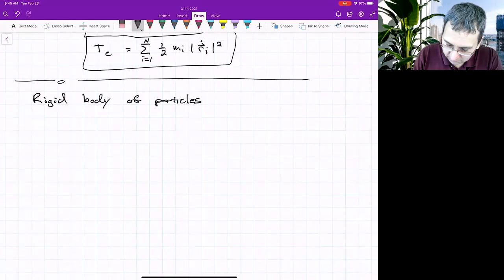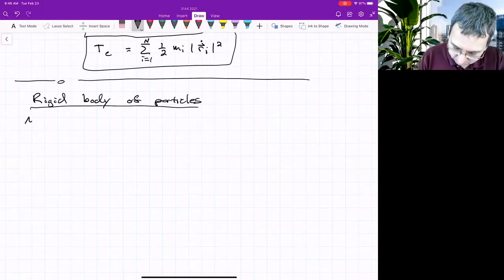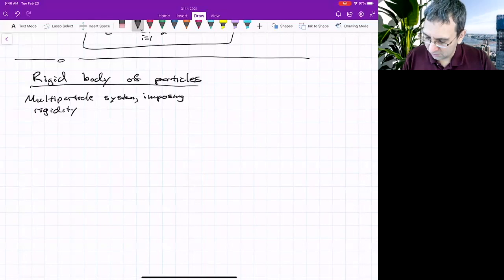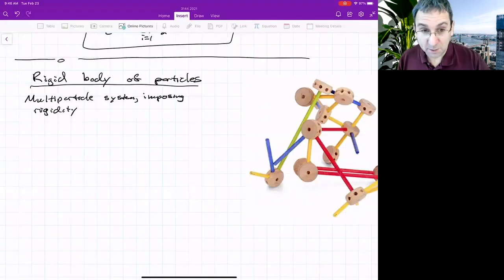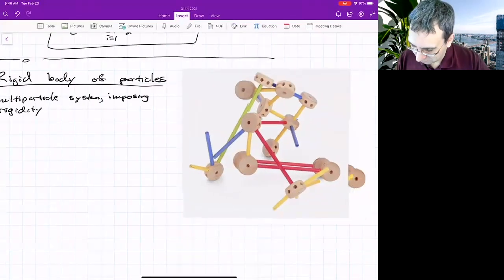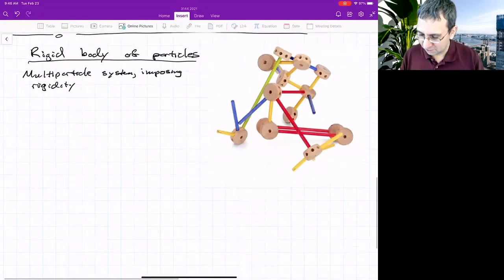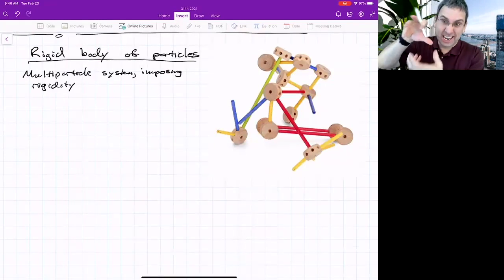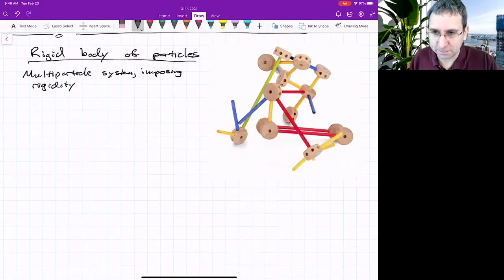We're considering a rigid body of particles. So we're taking our same multi-particle system, the general multi-particle system, but imposing rigidity. So the image to have in mind, I don't know if people use Tinker Toys anymore, but back in my day, there were these wooden things where you had large masses connected by sticks. So think of the large masses as the particles, and they're now rigidly attached. What does that mean in terms of our formulation here?